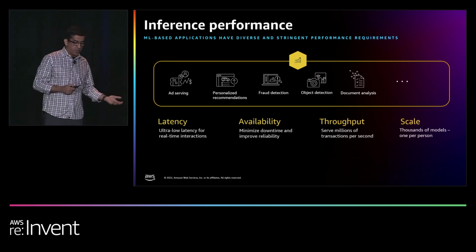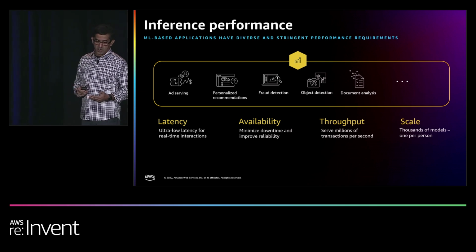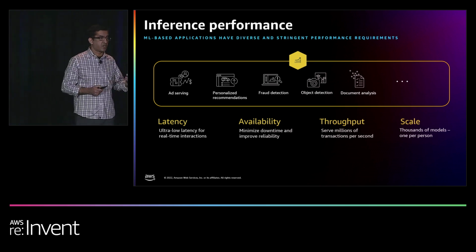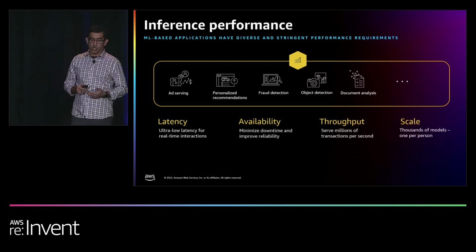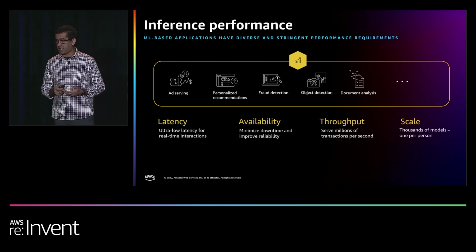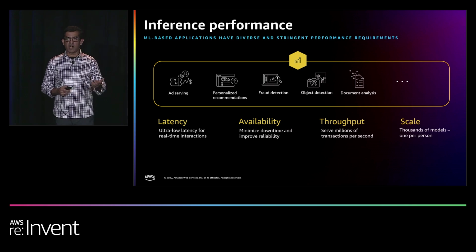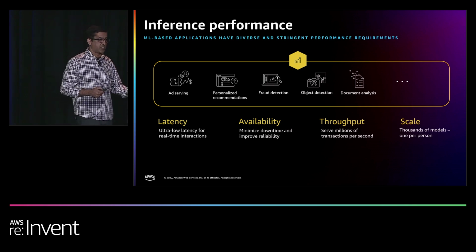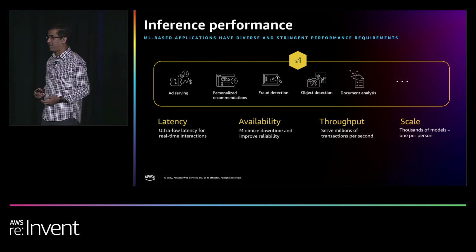Then there may be throughput requirements. Machine learning models that are incorporated in applications that serve millions of customers will be required to serve millions of inferences, millions of transactions per second. You need your model hosting platform to have both high availability and zero downtime during model updates, so you have availability requirements. And then there are applications where one model is deployed per end user. These are hyper-personalization scenarios, and you will end up hosting thousands of models and managing their life cycle in production.